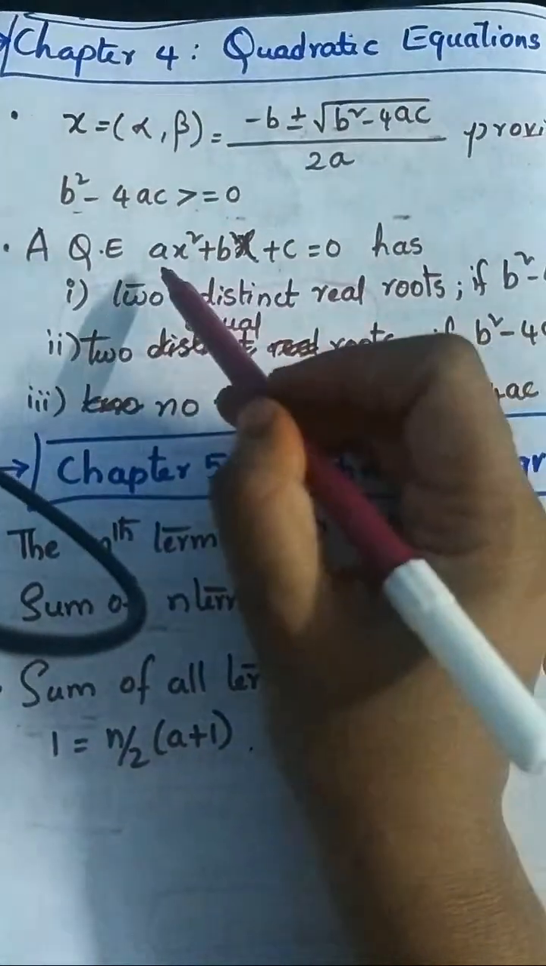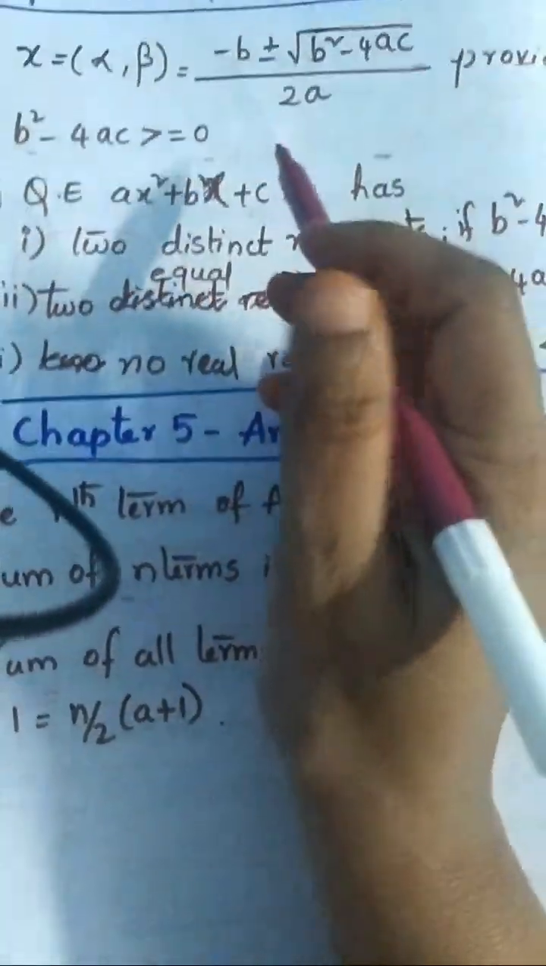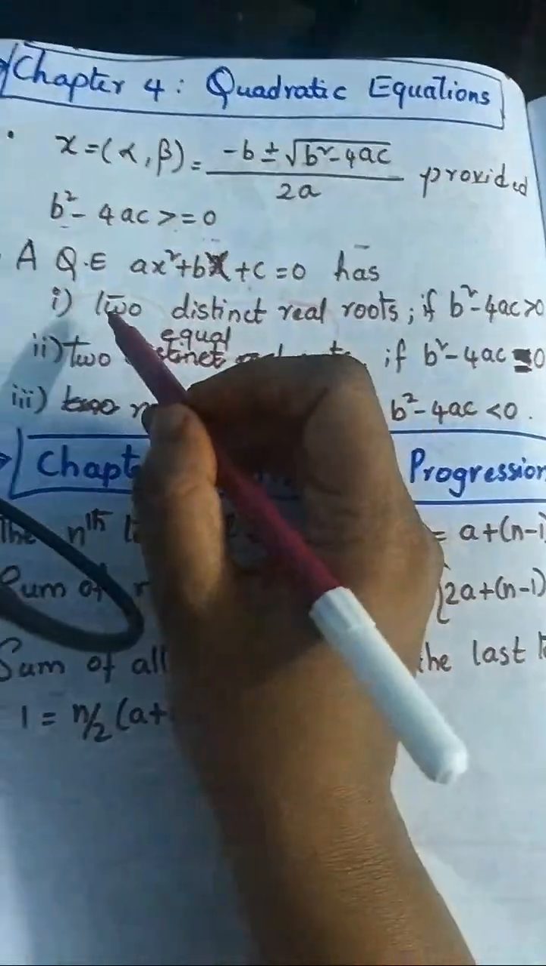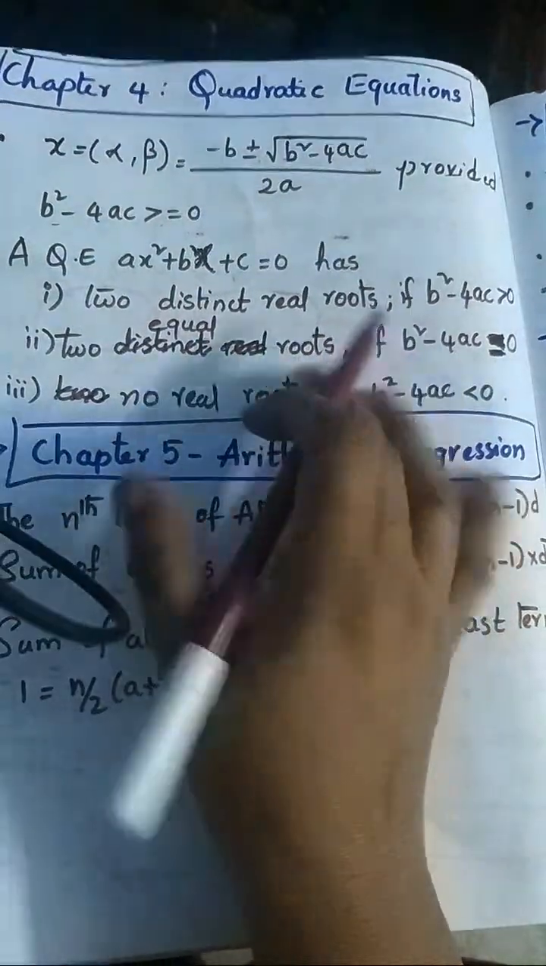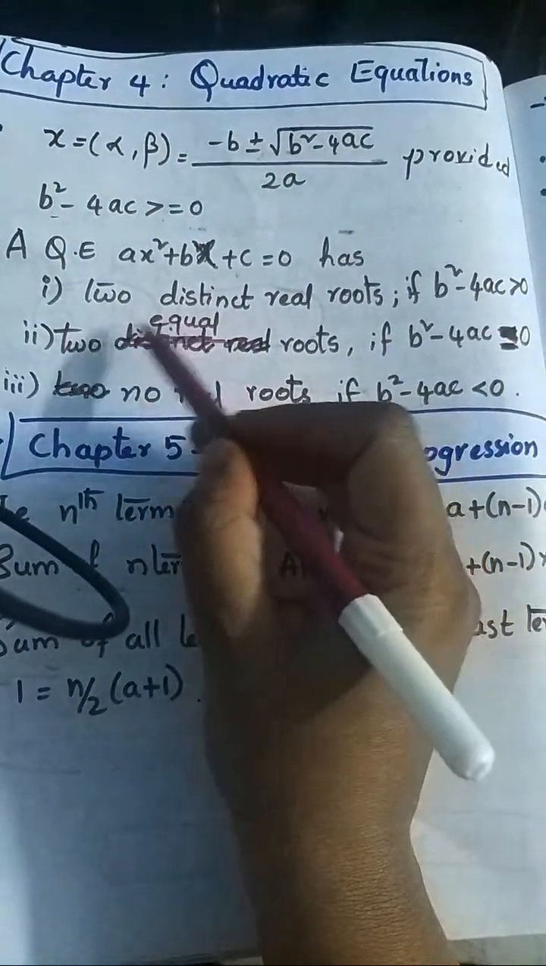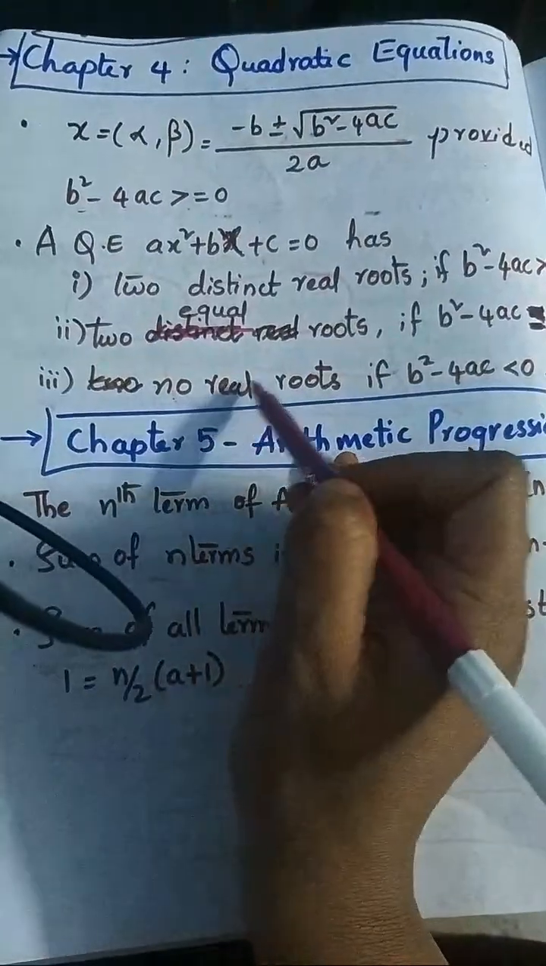Okay, now the quadratic equation ax square plus bx plus c equal to 0 has what? How many types of roots? Two distinct real roots, two equal roots, and no real roots.